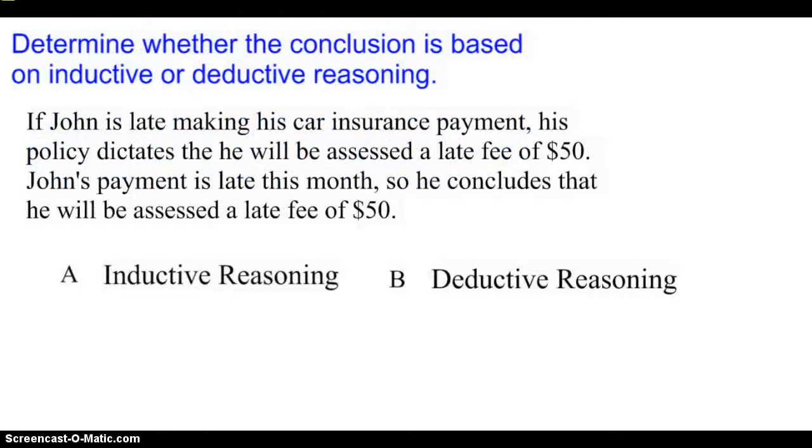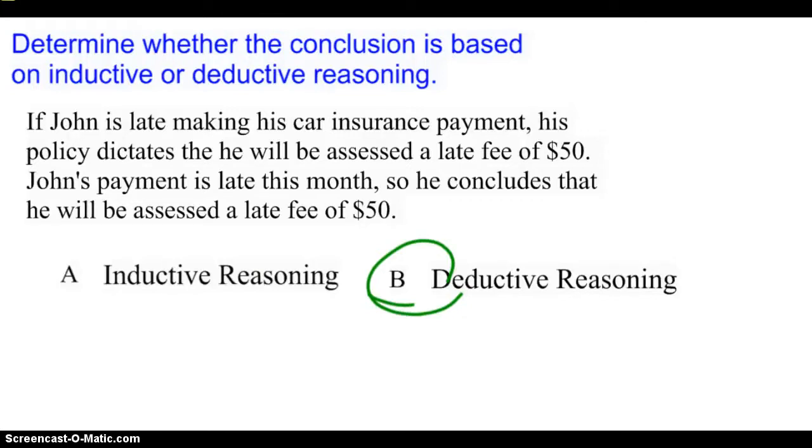Let's look at our second example. John's late making his car insurance payment. His policy dictates he'll be assessed $50. John's payment is late, so he concludes he'll be assessed $50. This is obviously an example of deductive reasoning because it's a law. It's if he's late, then he gets a fee. That fee's going to be on his bill.